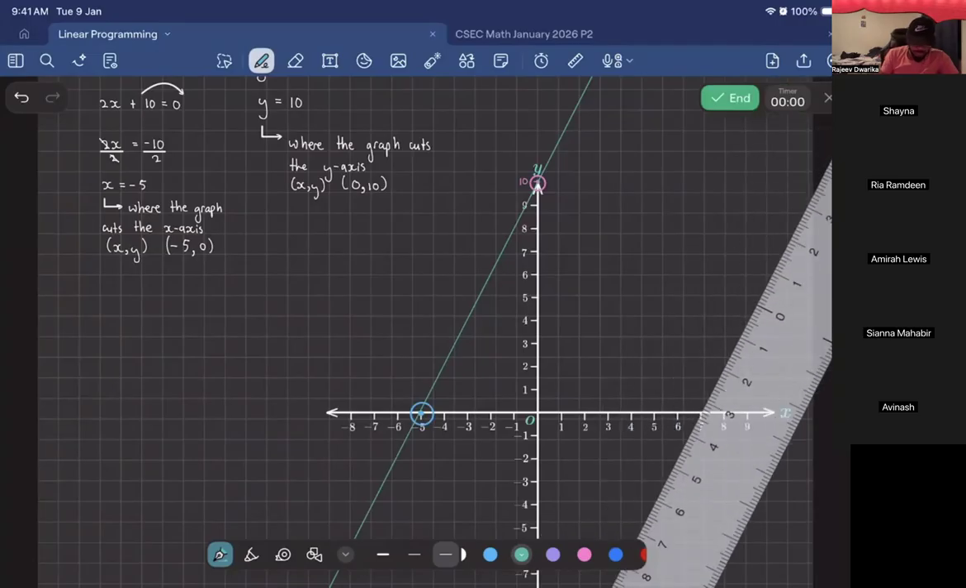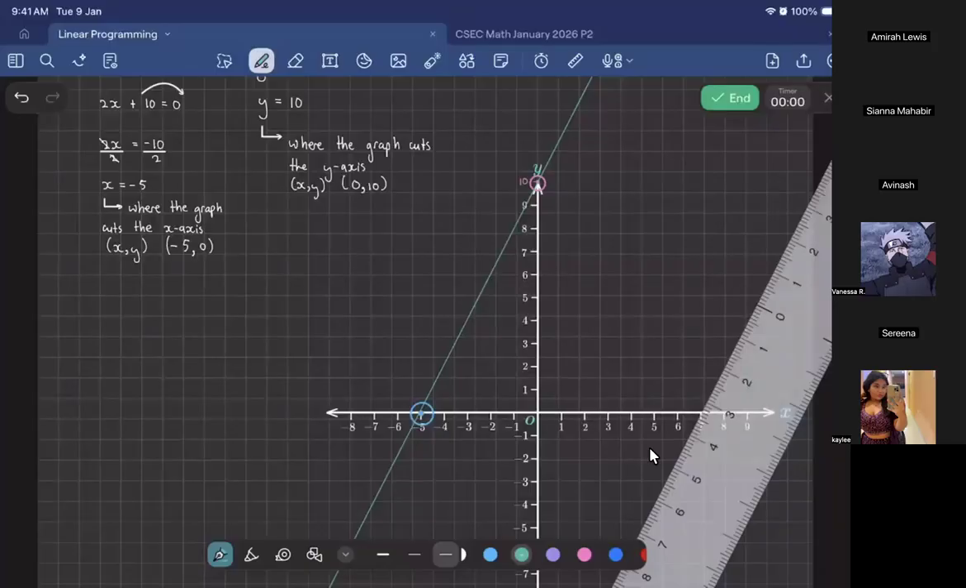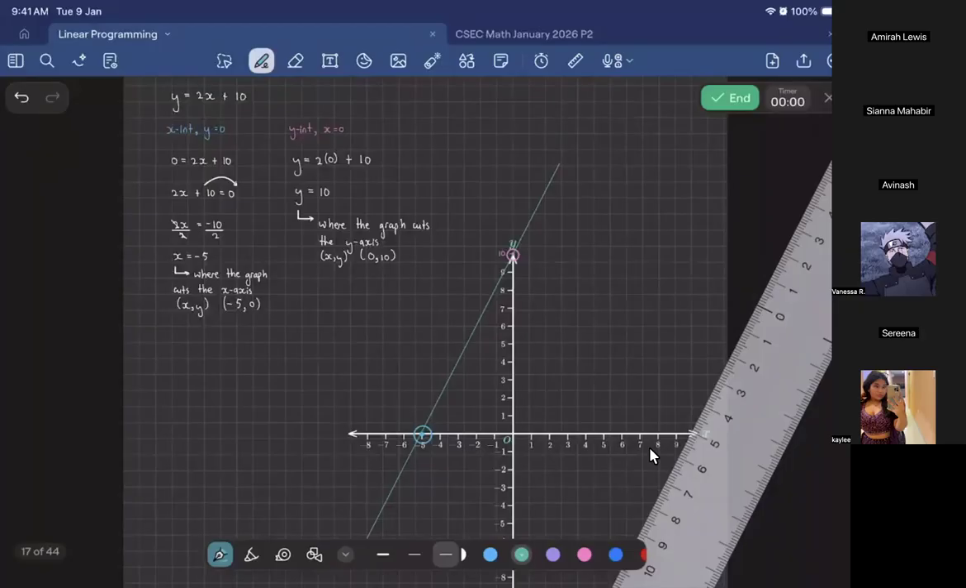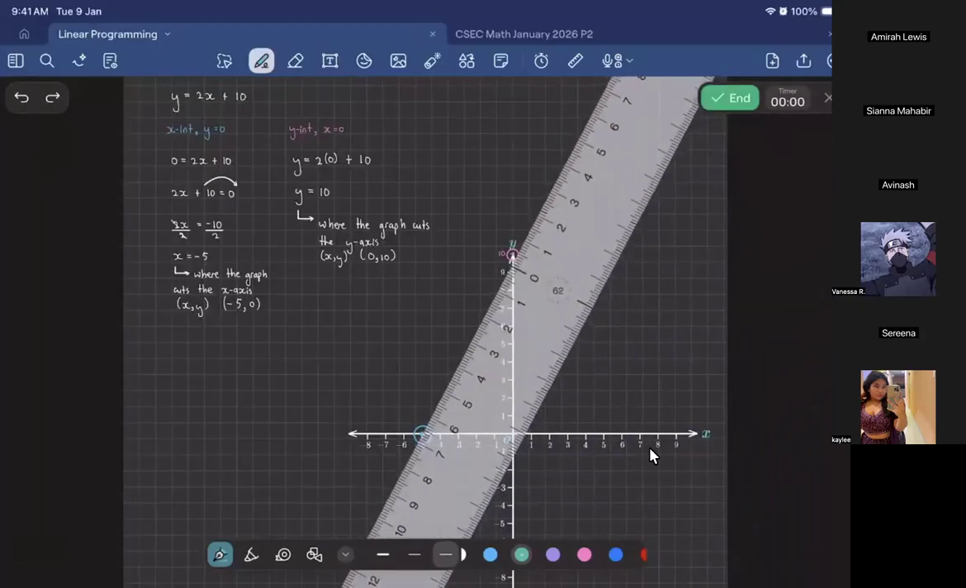Is there anybody that's really confused as to how I drew that line? Ria, Sheena, Sienna, Avinash, Keely, Vanessa, were you confused by how I drew this line? No. Now we're cooking? Yeah, for sure.